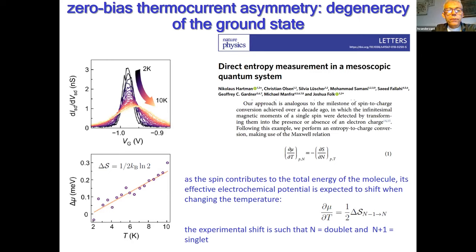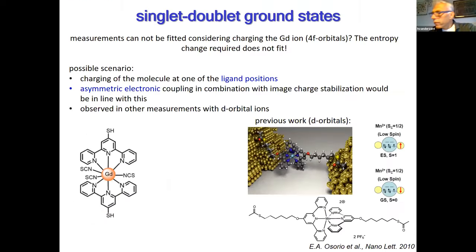But of course, the advantage of using the thermal current is that you just use one measurement at a particular temperature. Here you have to use many different measurements at different temperatures to find the slope of this delta mu versus T, and to find then the change in entropy. Okay, I think I'm almost done.